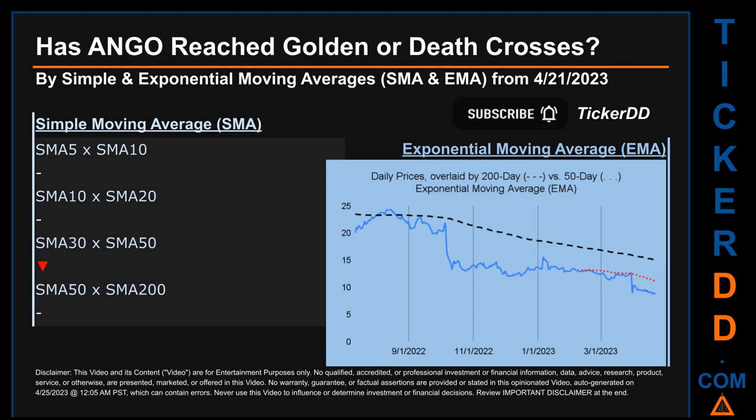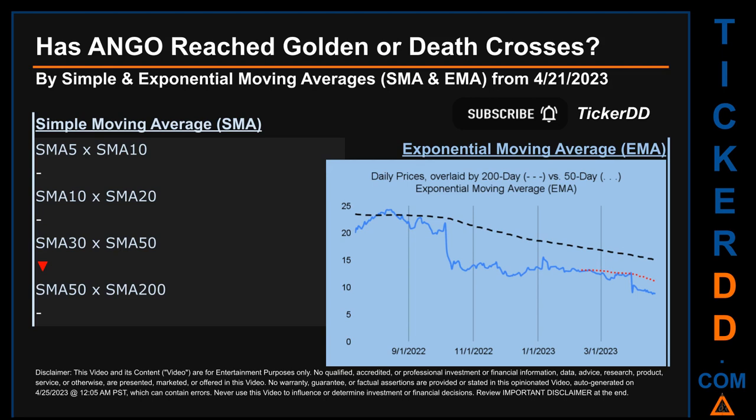For our opinionated analysis of third-party and abstracted data, we decided to look at both simple moving average, SMA, and exponential moving average, EMA. The latter calculates moving average by giving more weighting to recent prices. For EMA, you can be the judge.